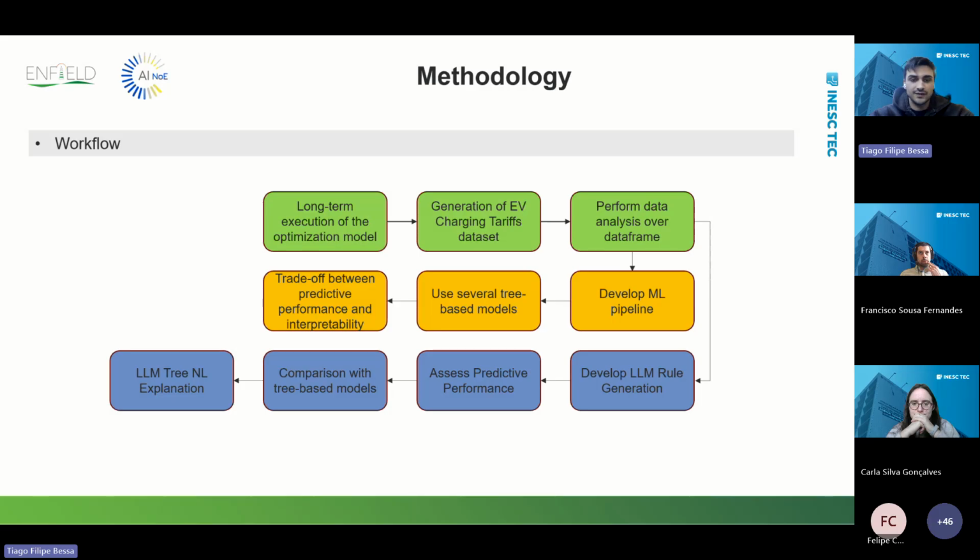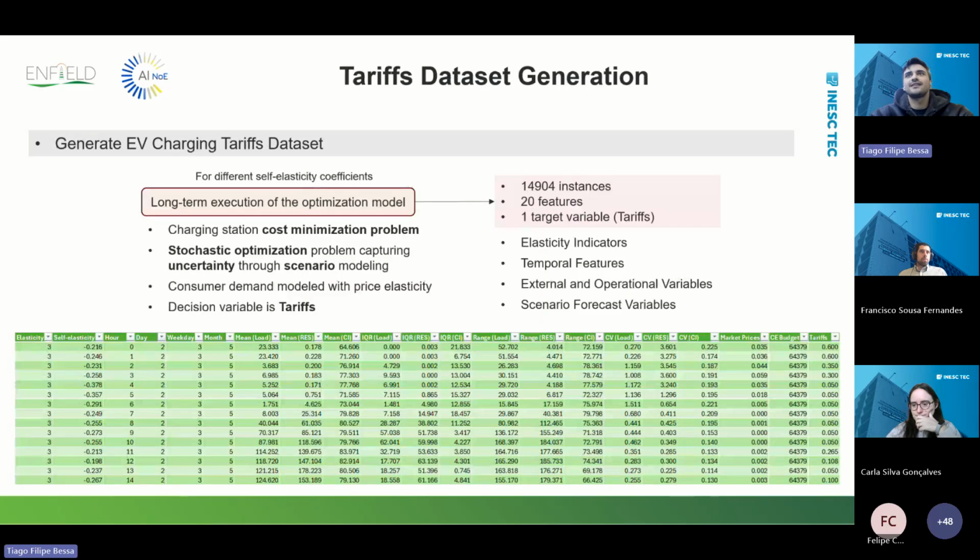Then we had two main stages. The first one, the machine learning pipeline, where we used several tree-based models so that we could assess the trade-off that these models have regarding, for instance, their capability of approximating the behavior of the tariffs and regarding also their interpretability. Then we have perhaps the most interesting part, at least to me, that was to see if large language models were capable of doing this same task, meaning approximate the behavior of the tariffs, but doing that in an interpretable and explainable way.